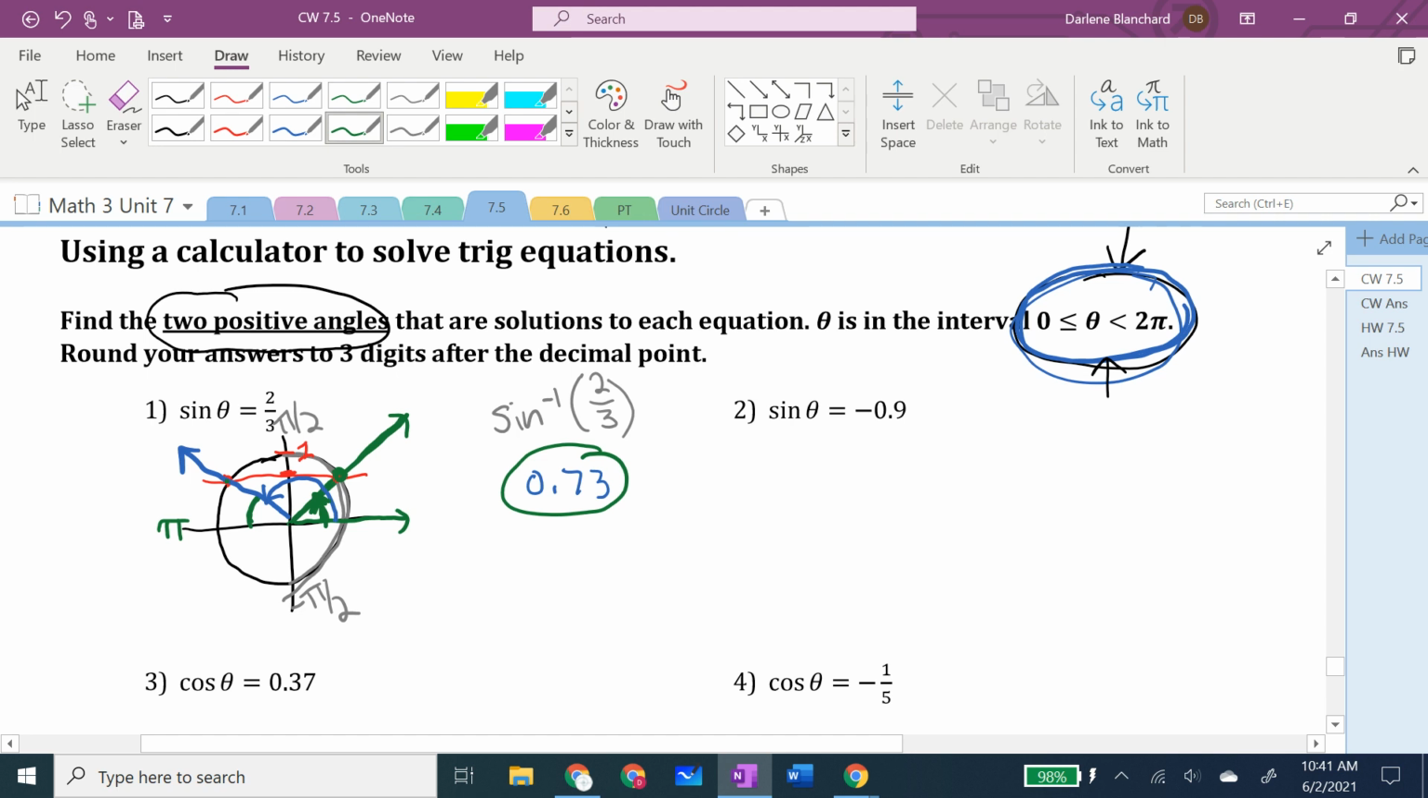Every time sine shows up, your calculator is only going to give you one number for its inverse function. You can find the second angle if you do pi minus the answer that you just got from your calculator. This is the formula that will always work when you're dealing with inverse sine.